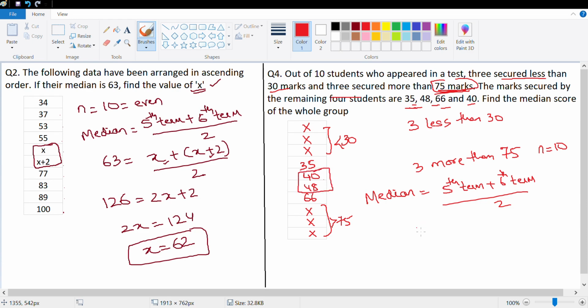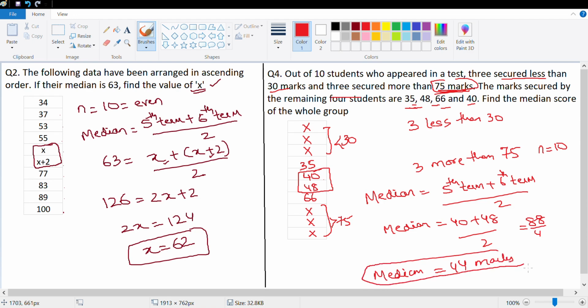So median will be equal to 40 plus 48 upon 2. In this case, 88 upon 2, which is equal to 44. So median is equal to 44 marks. It is better if you write your answer with the unit. In this case, median is 44 marks.